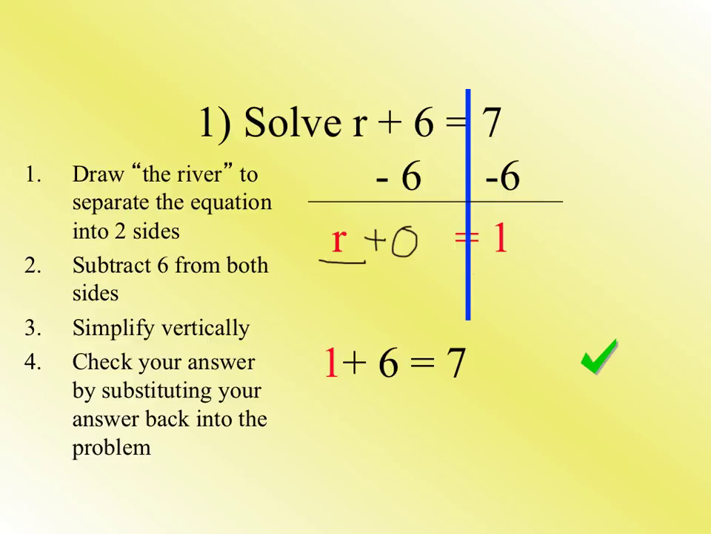Now, the last thing you should always do when you solve equations is check your answer by substituting your answer back into the problem. That just means we took the 1 that we found and put it back into the original equation: 1 plus 6 equals 7. If we've done everything correctly, that will be true. If we created a false statement, then we've solved it incorrectly and we should fix it. There's really no excuse to get an algebra equation wrong because you can check your answer.